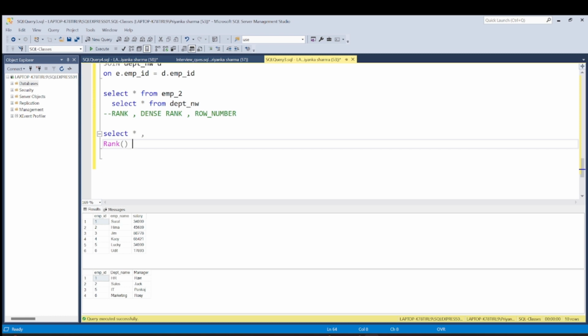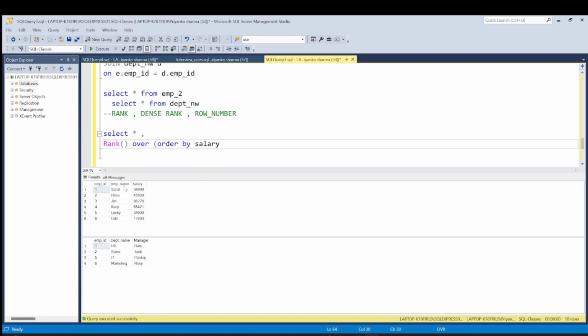Now this is the syntax of rank, and since it's a window function, I will have to write here over, and I will write here order by salary. Let's take salary. So what is my objective here? I want to see the employee's salary from highest to lowest and also their rank, right? So highest to lowest is descending, order by salary descending, and let me give it a name, that is rank salary.